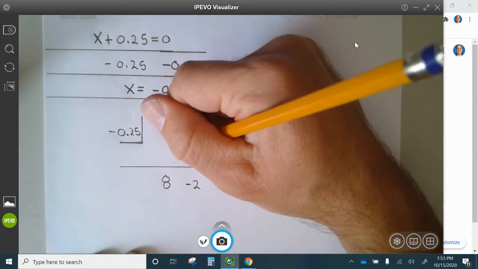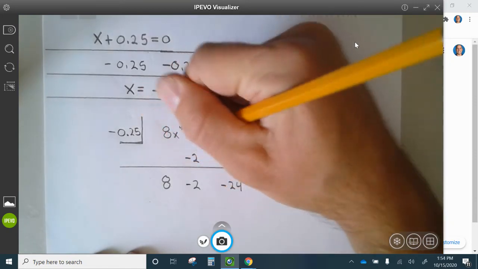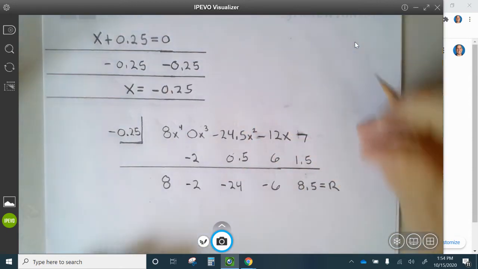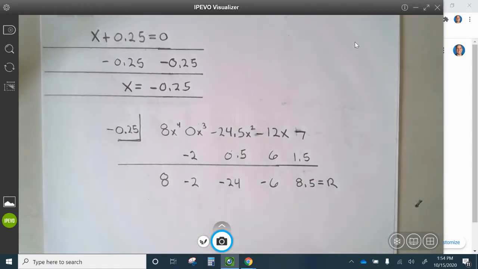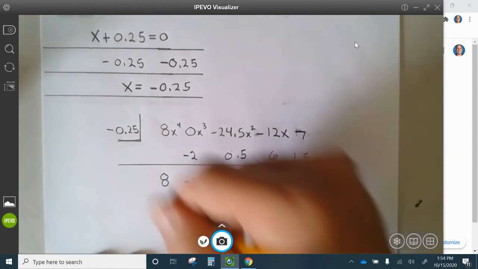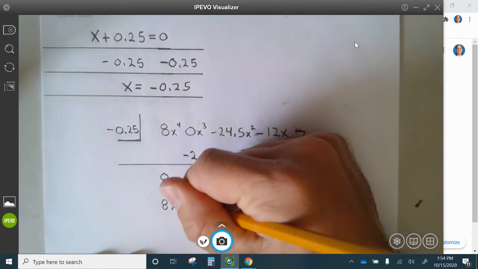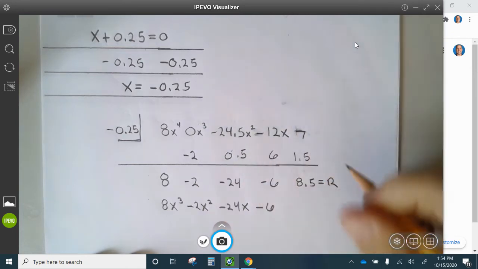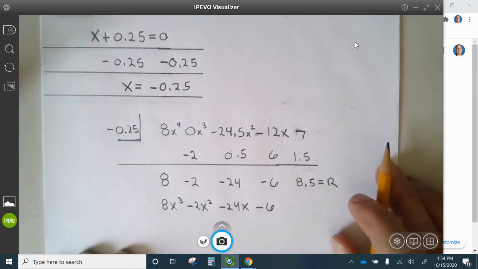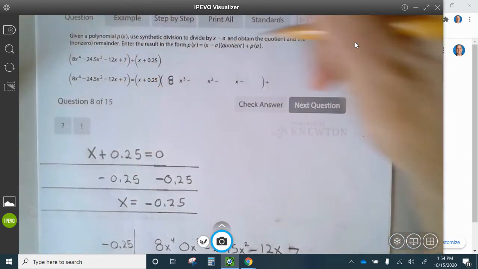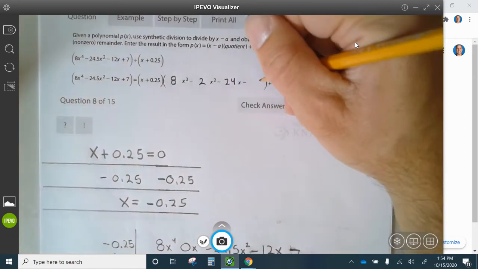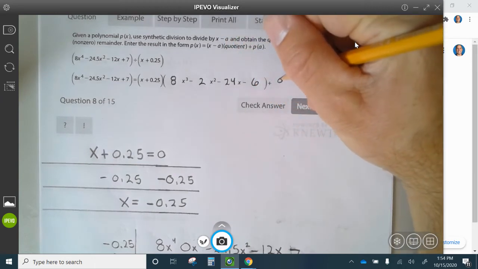Now, we know that this was x to the fourth, 0x cubed, negative 24.5x squared, negative 12x, plus the constant. Okay. Now, when you divide, you reduce the exponents by 1. So this becomes 8x cubed minus 2x squared minus 24x minus 6, and then you have your remainder. Okay. So this is 8x cubed minus 2x squared minus 24x minus 6 plus 8.5.